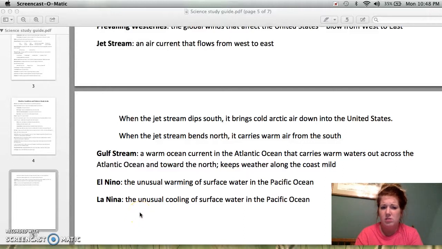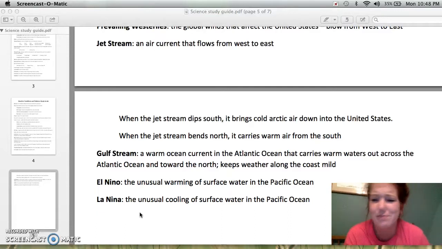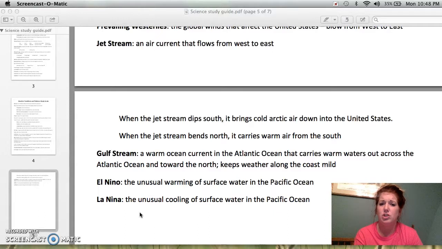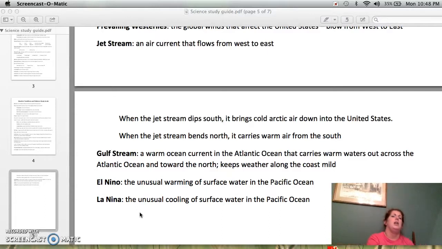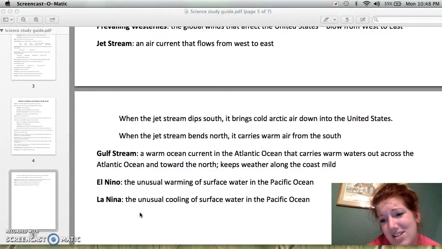El Nino is an unusual warming of surface water in the Pacific, and La Nina is the unusual cooling of surface water in the Pacific. That's on the other side. We haven't gone too deep into it, but just look into what those things are. They're phenomena. They happen every couple of years, and they change things because weather and wind move from west to east, so it affects our weather here.